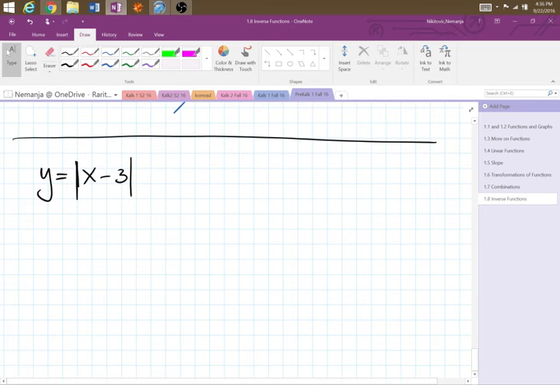Yes. You always have an inverse. An inverse function. That's true. I'm correct. That's true.